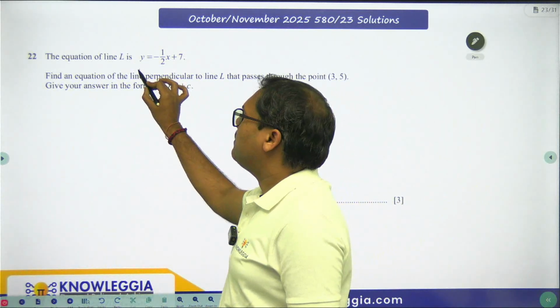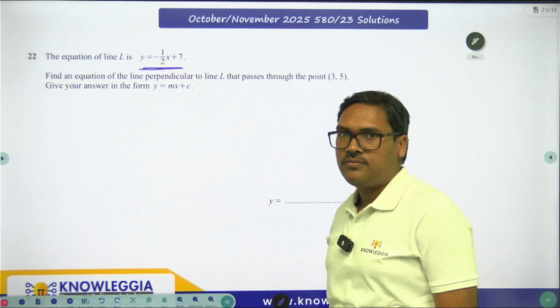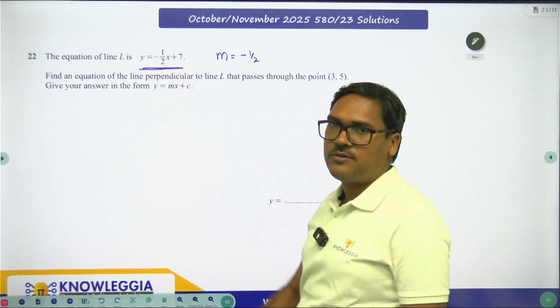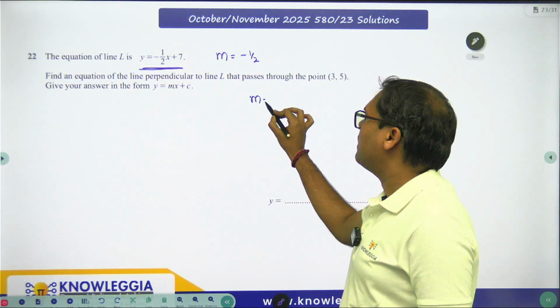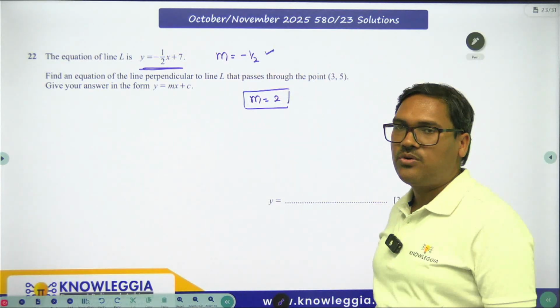Find the equation of the line. The equation of a line is given. Find the equation of the line perpendicular to L. Now, what is the slope of this line? This is minus 1 by 2. The slope of this line is minus 1 by 2. So, what is the perpendicular line's slope? The slope of the perpendicular line will be equal to the negative reciprocal of this, which is equal to 2.